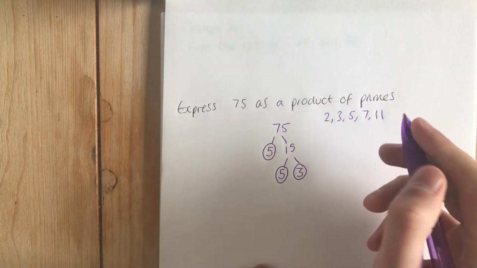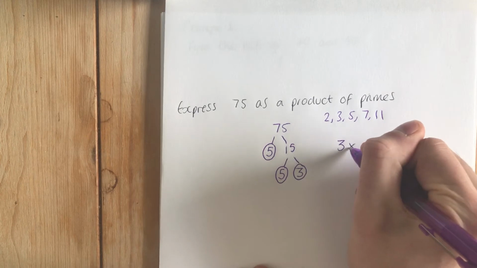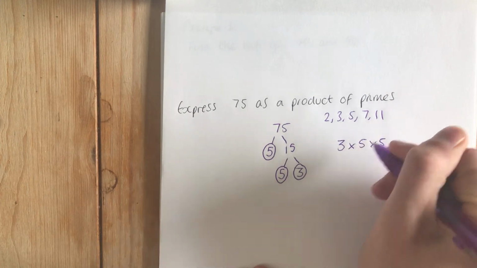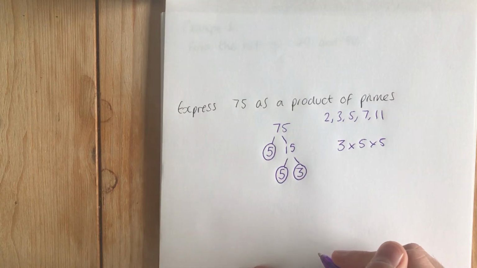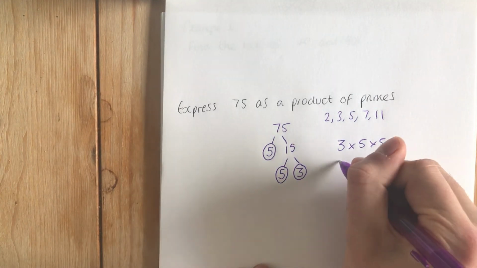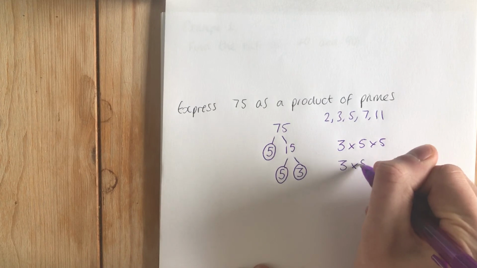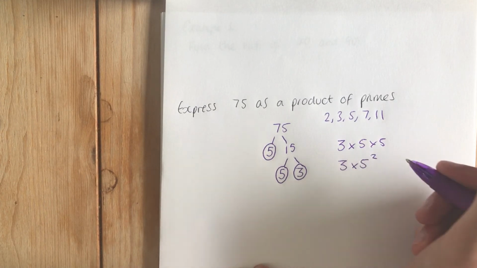Again, as it's a product, I need to be timesing those numbers together. So I'm timesing all the numbers that are circled. So 3 times 5 times 5. And again, if you want it in index notation, I'd write 3 times 5 squared.